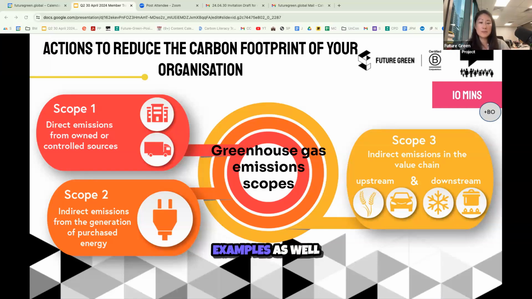There are some other examples as well. So if you think about the upstream, which is before you sell your product onto the distributor, that could be the farmers and the way they grow the crops. It could be your business travel and your commute and how much traveling you're doing. And then when it comes to the downstream, it's when your products have been sent to the distributors, and that could be things like transportation.